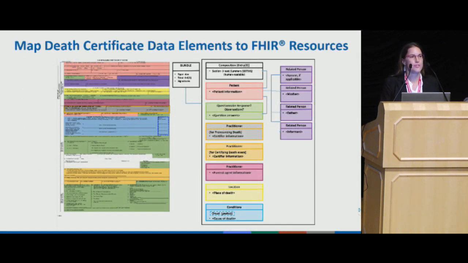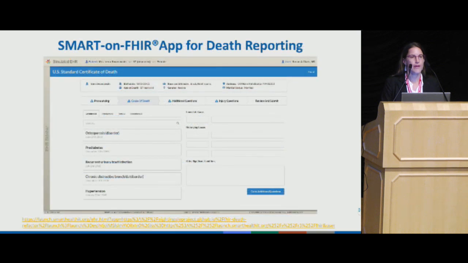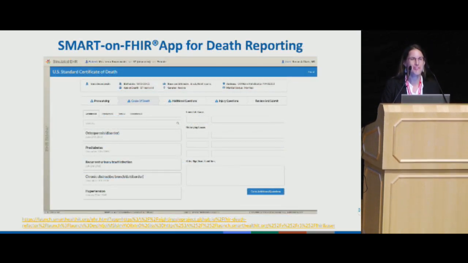So the first step was to look at the standard death certificate and figure out how much of it could already be represented in FHIR resources. And you can see from this that a great deal of it was already mapped out for us. Then we started to flesh out those resources a little bit more and begin to build the draft profiles. And with that underway, we were able to start to develop some smart on FHIR tools.